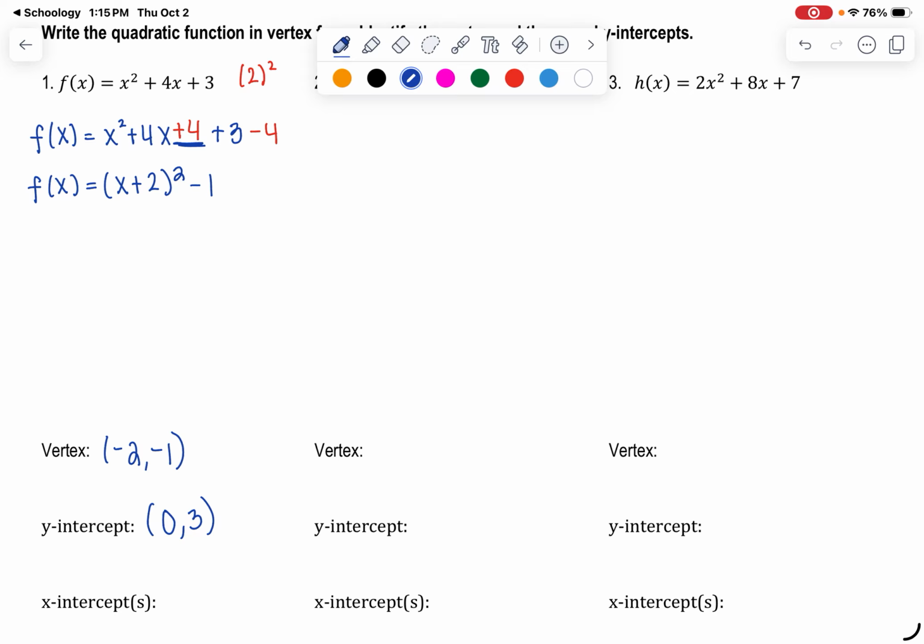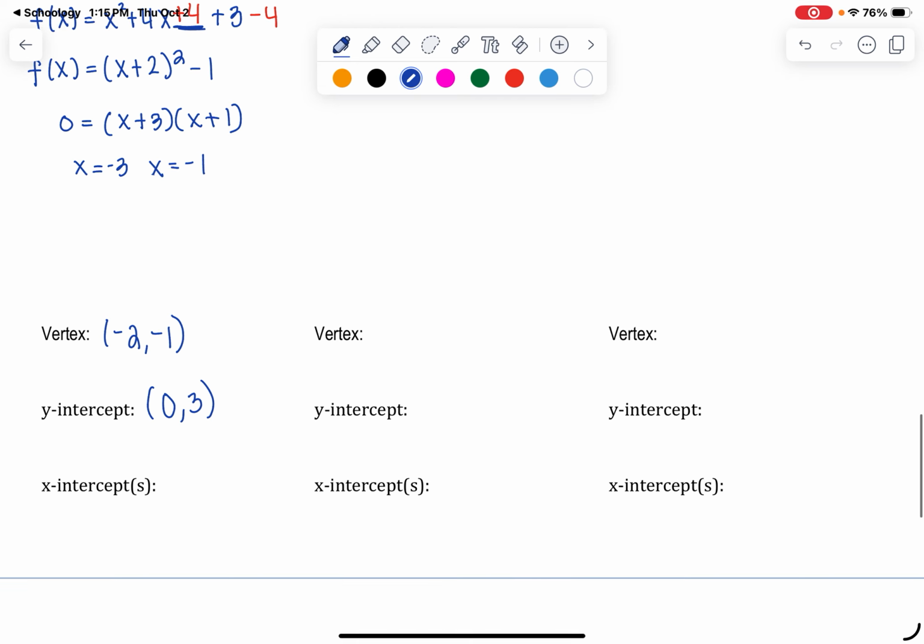All right, so x-intercepts, I'm going to set the function equal to 0 and solve. So I have 0 equals, I'm going to see if that's factorable. It is: x plus 3 times x plus 1. So I get x equals -3 and x equals -1. So x-intercepts are -3, 0 and -1, 0. That one wasn't that bad. I've seen much worse.